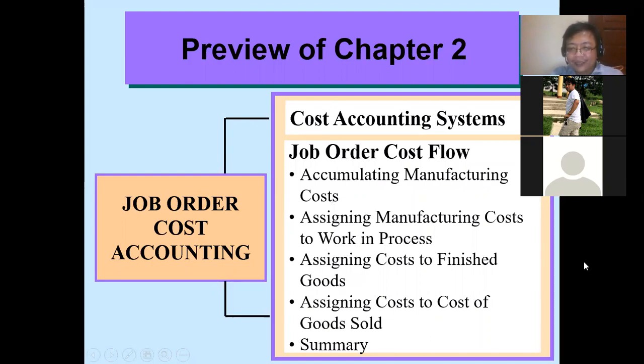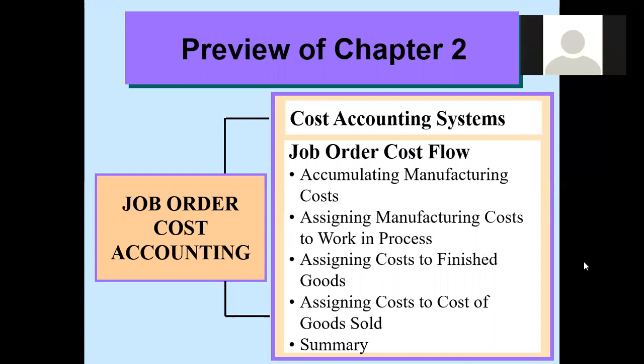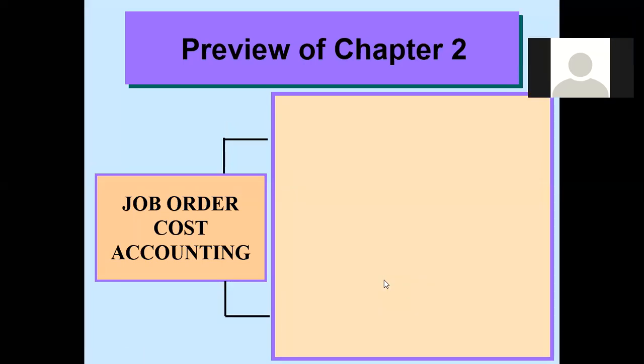Malinaw ba? Yes po, sir, malinaw. Okay. Review lang to. I think na-discuss na to sa inyo ni Miss Mariel. Okay? All right. Next.